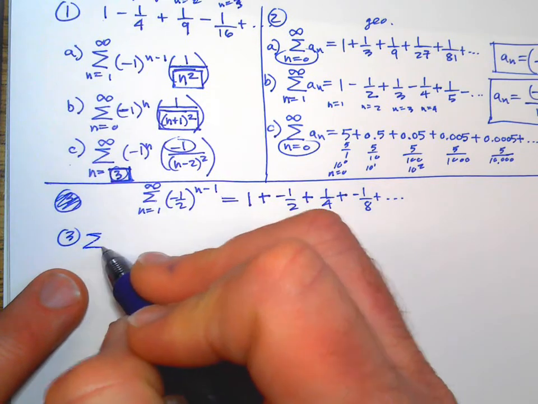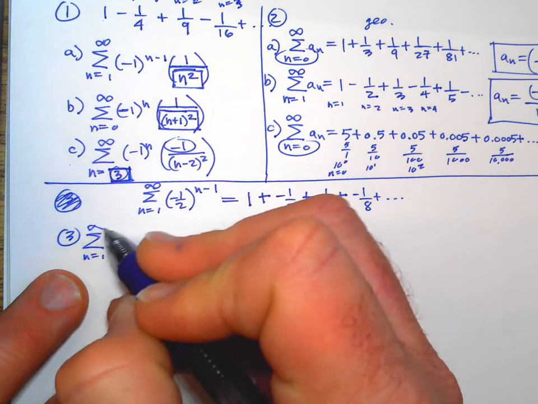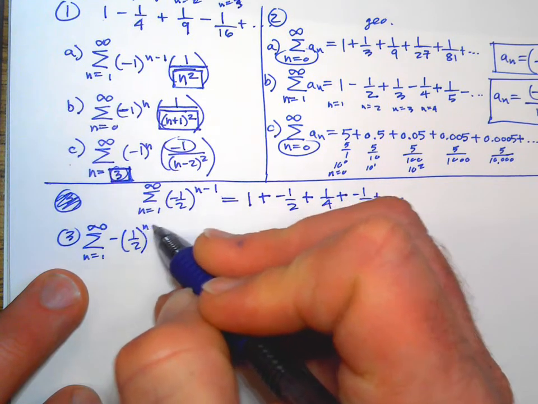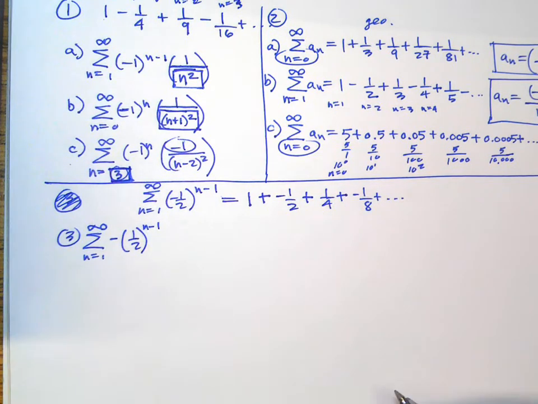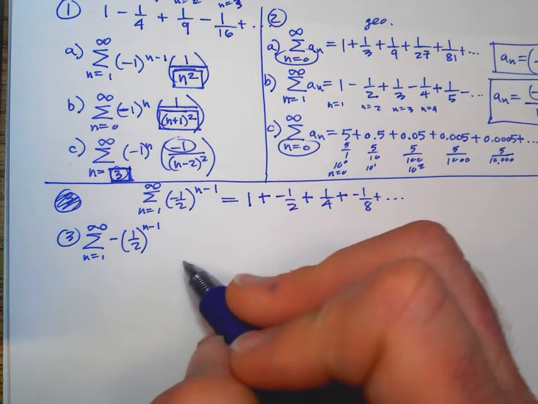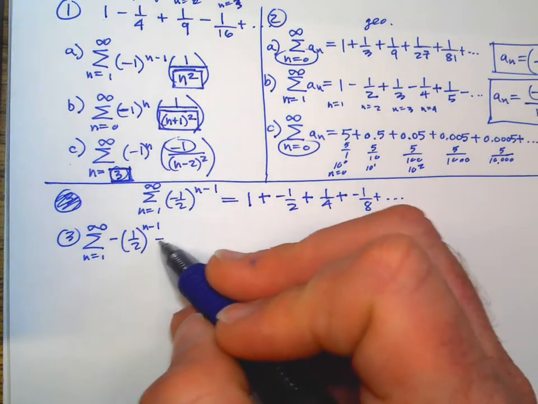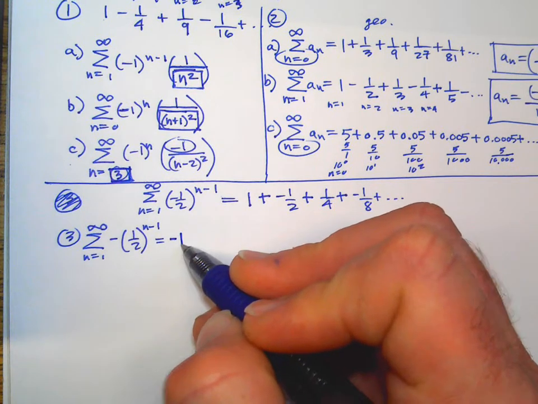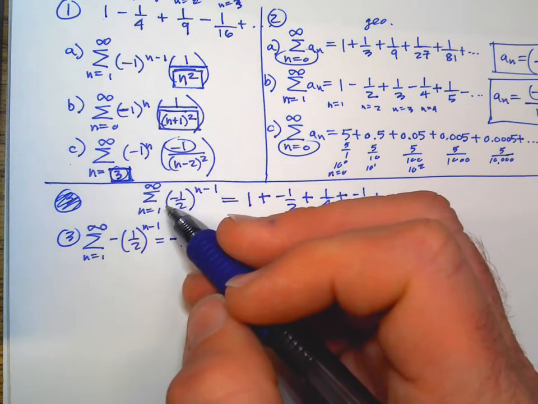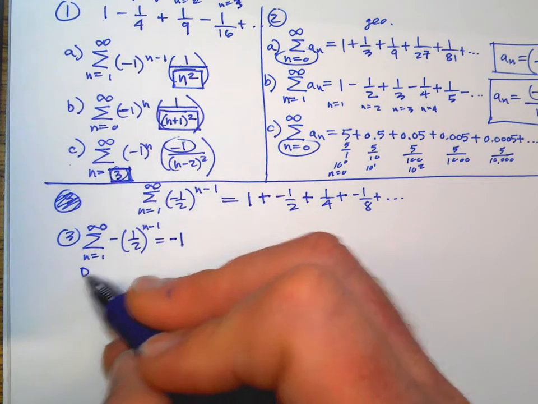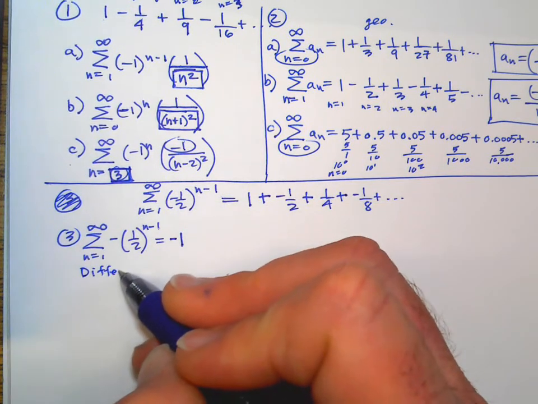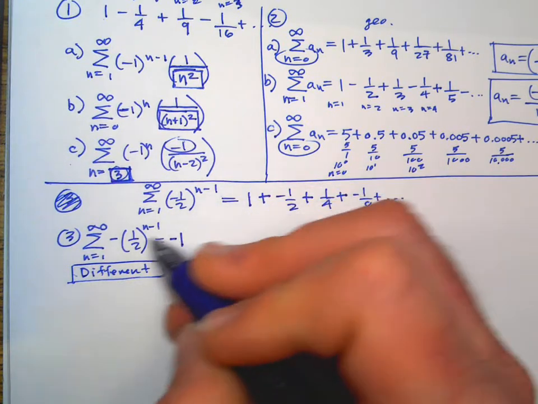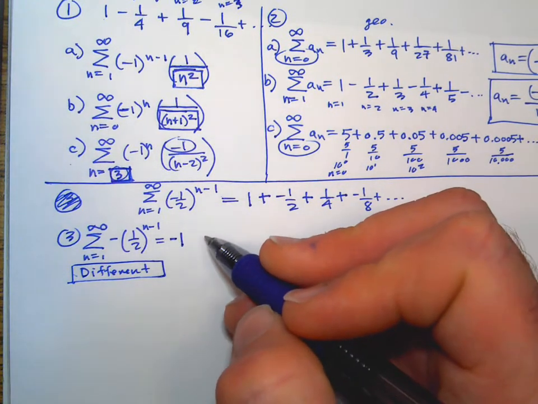Number 3. You could just start writing it out if you want, but if you plug 1 in, that's going to be negative 1. Well, that one's out. This is different for sure. In fact, all the terms are going to be negative. That's a giveaway. The first term is negative, and it should be positive.